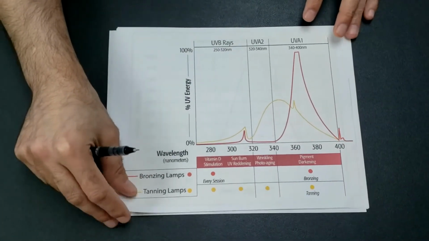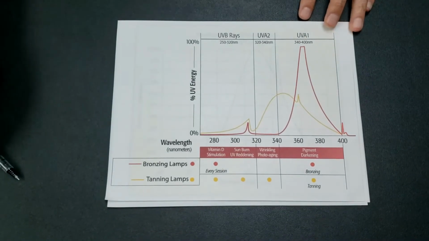So what does this mean? The difference in these wavelengths of light that you're seeing means that you're going to get a different experience when you expose yourself to these wavelengths of light.